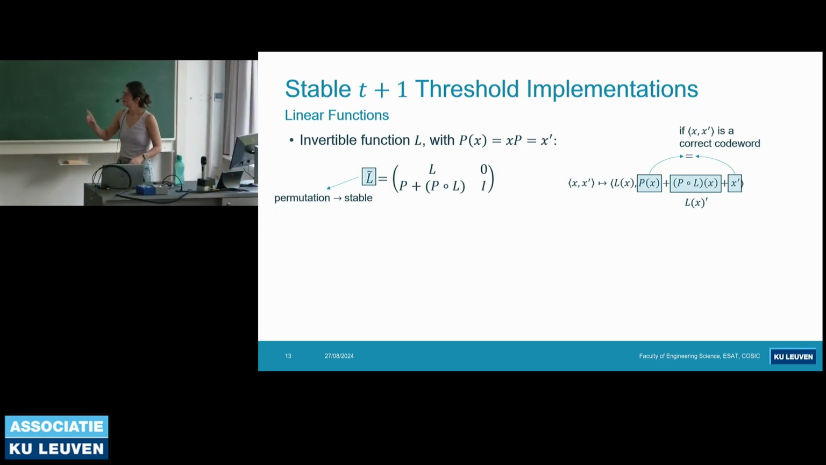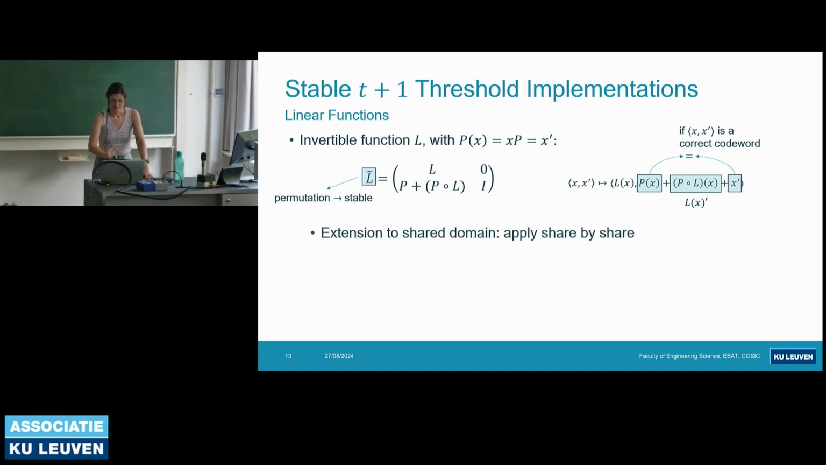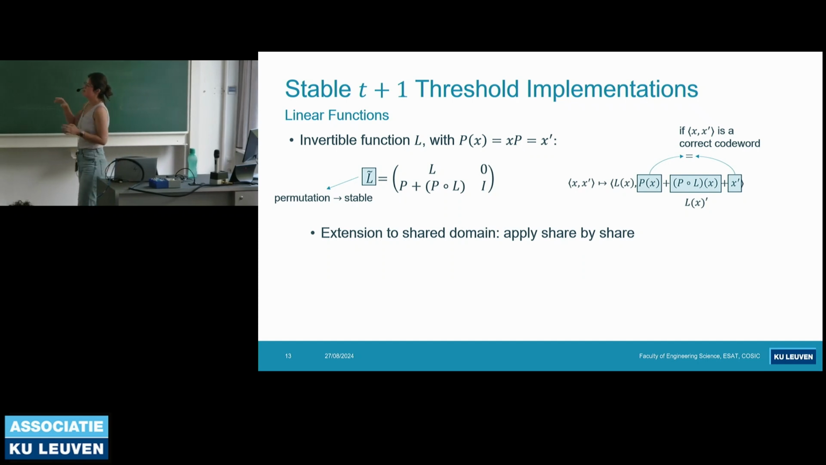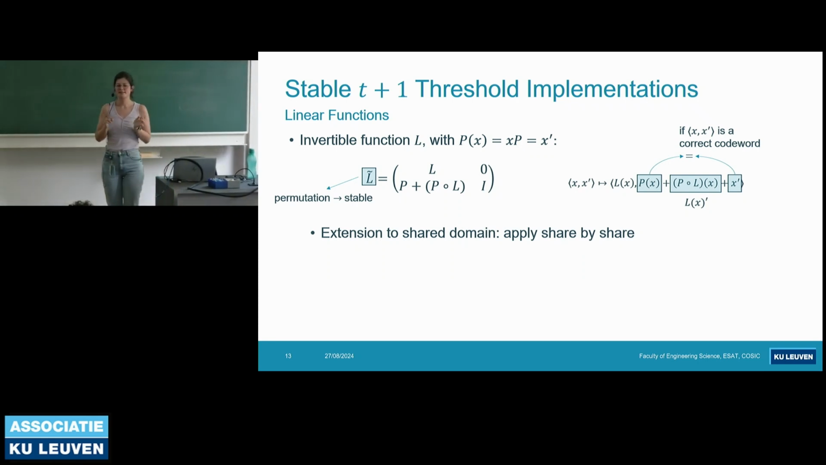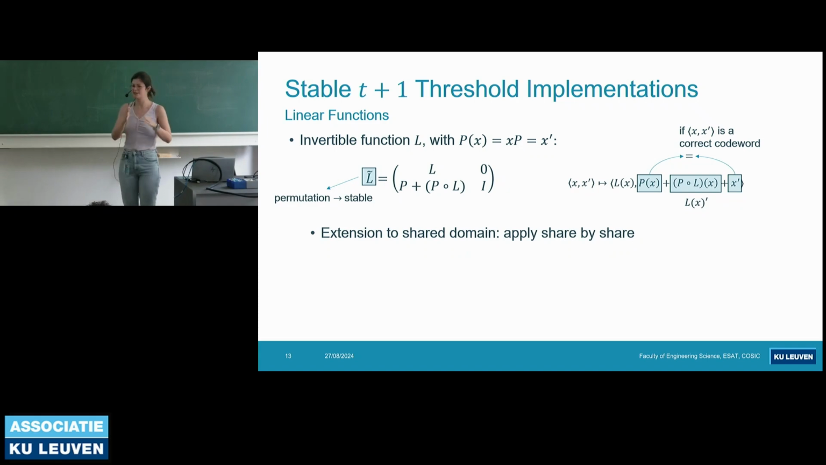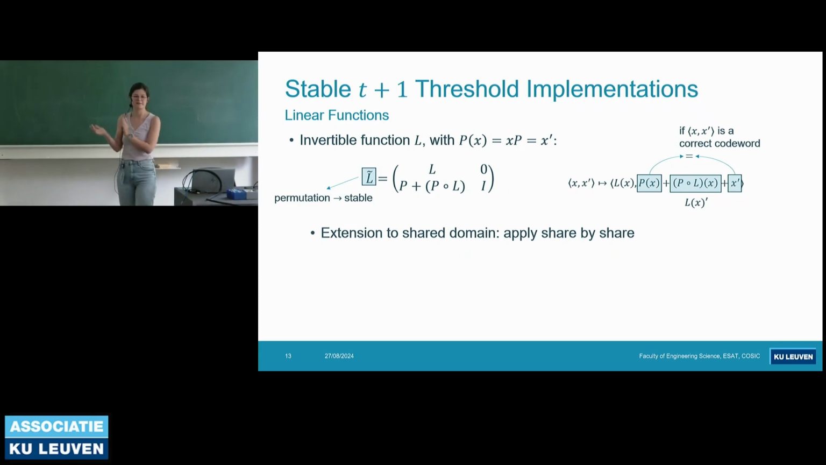We know that this whole construction is a permutation because L is invertible, so we can always go back from output to input. Then we know that this construction is also stable, besides being correct. The extension of this construction to the shared domain is quite easy. Since it is a linear function, we just apply this function share by share.